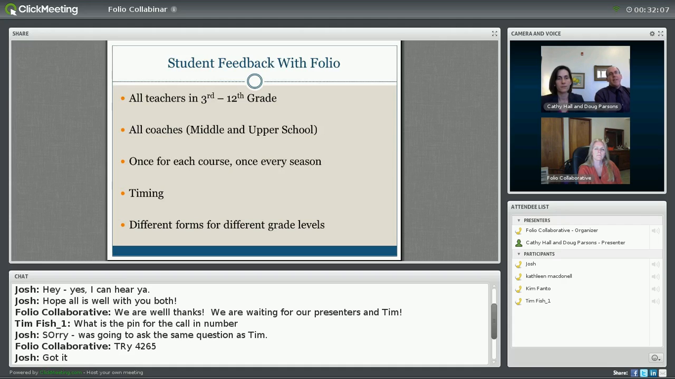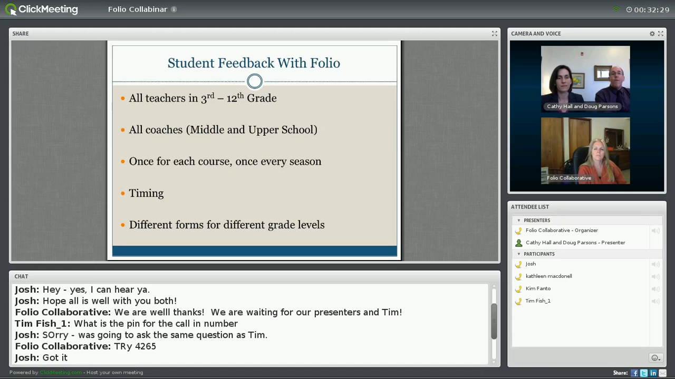The basic timing of the student feedback, as a general rule of thumb, is that students give feedback about midway to three-quarters of the way through a course period or through a season. So I'll break this down a little bit more specifically.